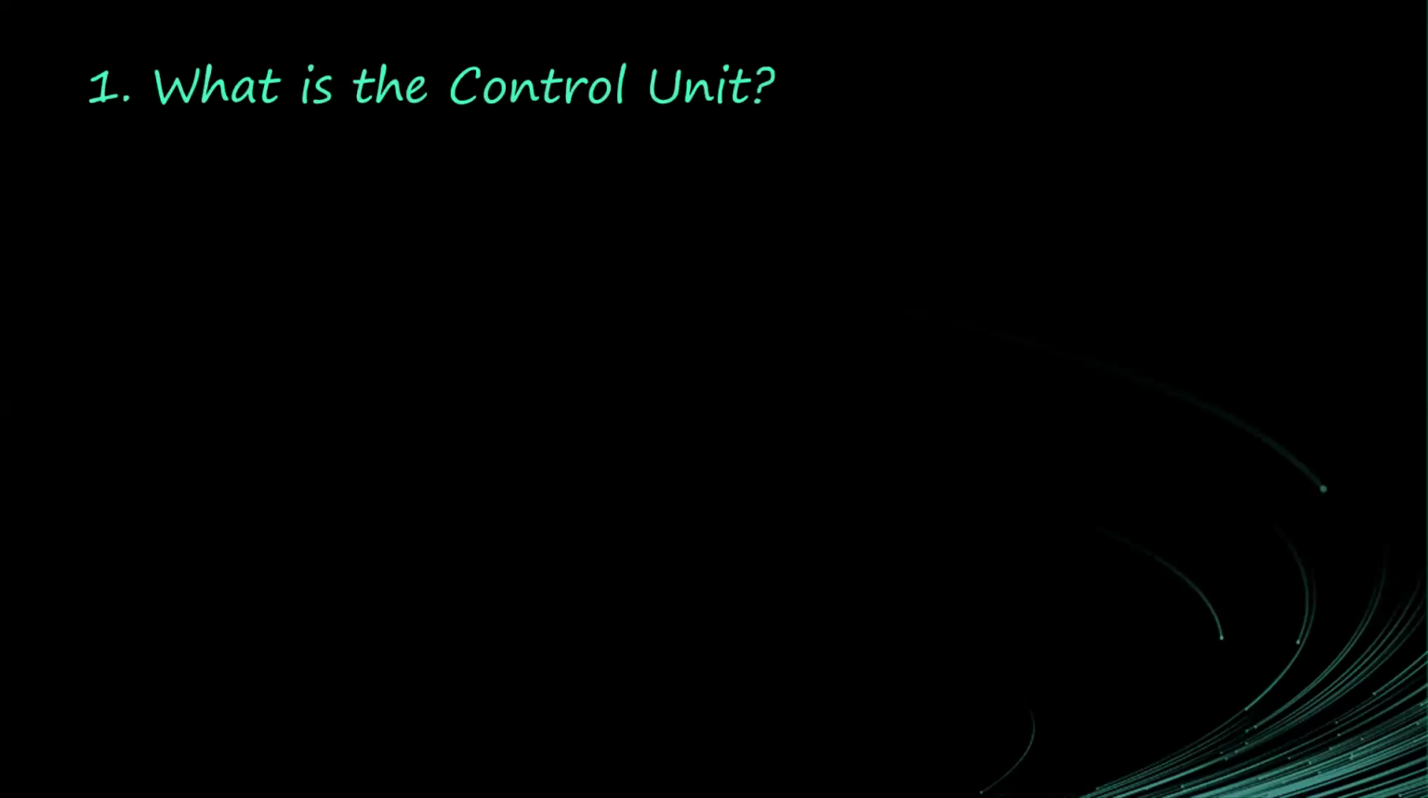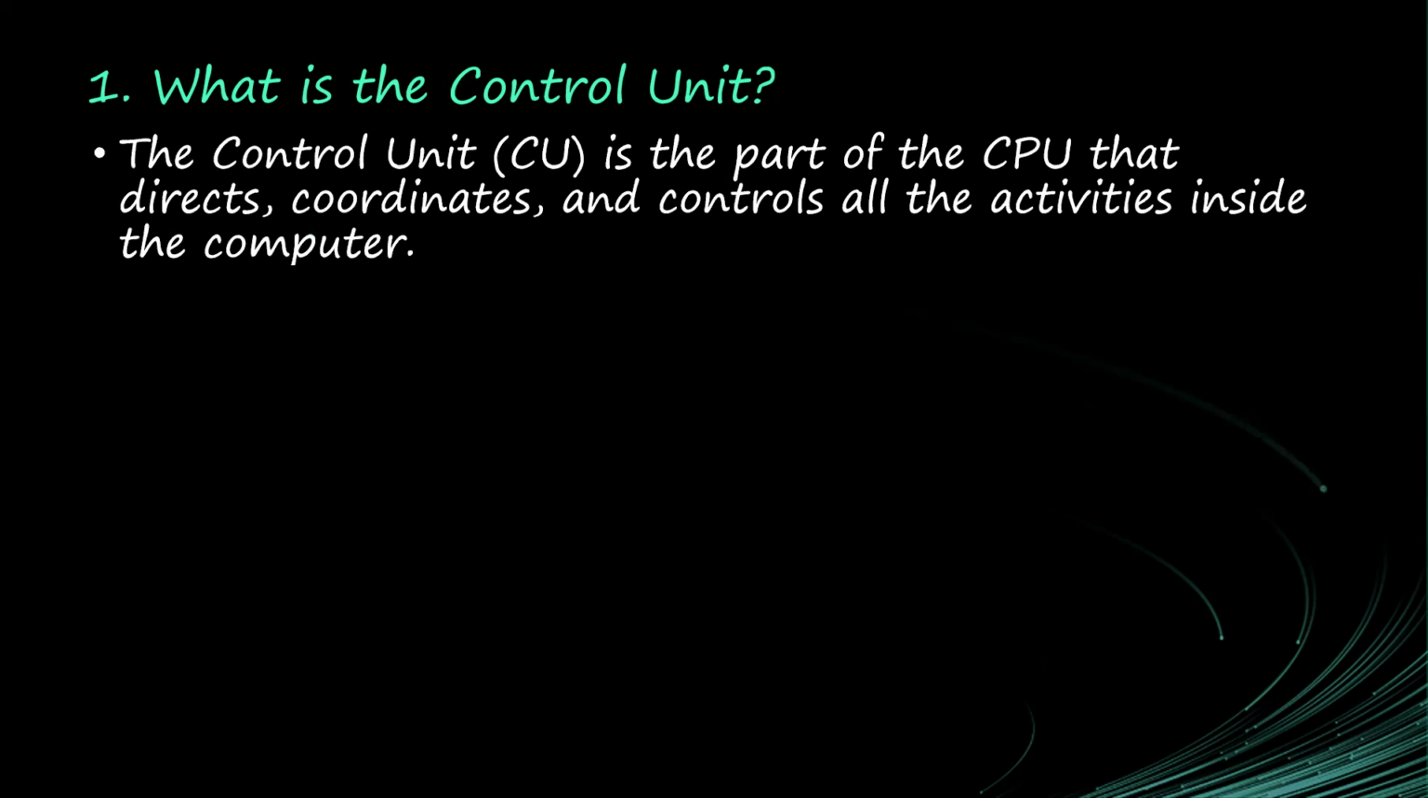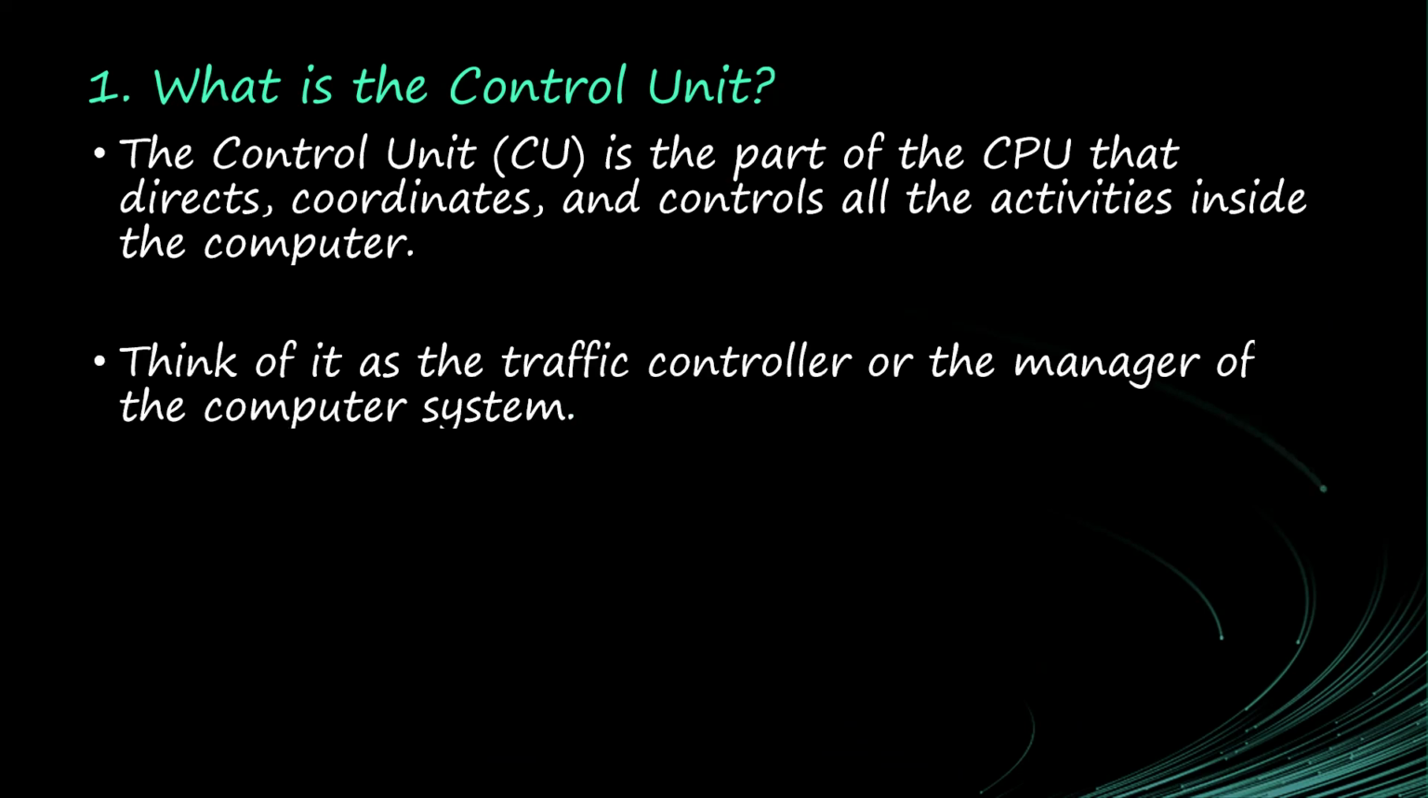So the first one we'll talk about is the control unit. Remember, the CPU has three parts. The first one is the control unit, the second one is the arithmetic logic unit, and the last one is the registers. Okay? So the control unit is the part of the CPU that directs, coordinates, and controls all the activities inside the computer. It is like the traffic controller or the manager of the computer system. The control unit is the part that tells the CPU what to do and how to do it.